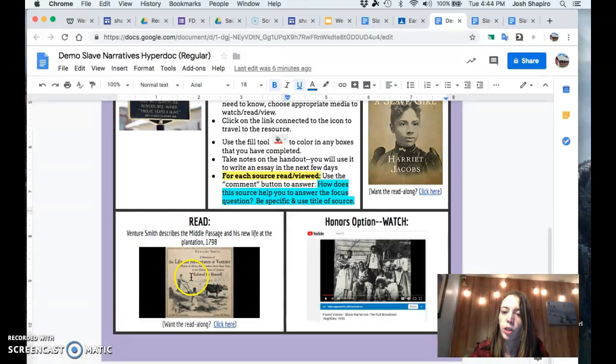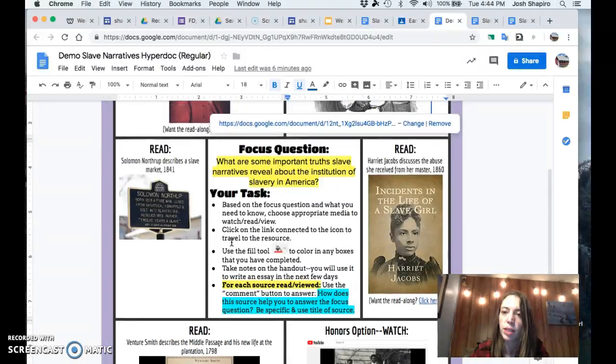Then over here we've got Venture Smith. He's describing the middle passage and his new life at the plantation. We have another one by Solomon Northrop finishing us up. He's describing the slave market here, or the auction of slaves and selling. So here's our focus question. What are some important truths slave narratives reveal about the institution of slavery?